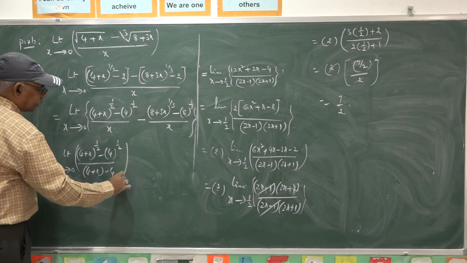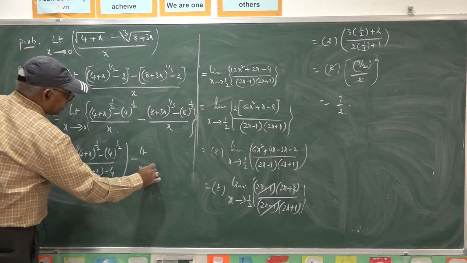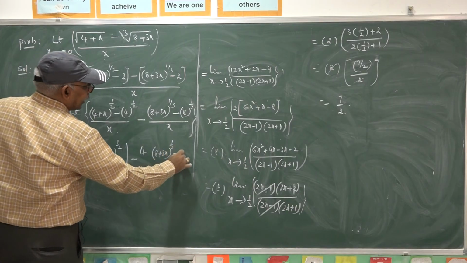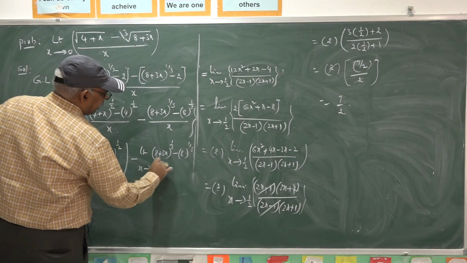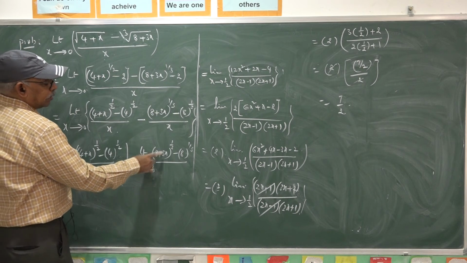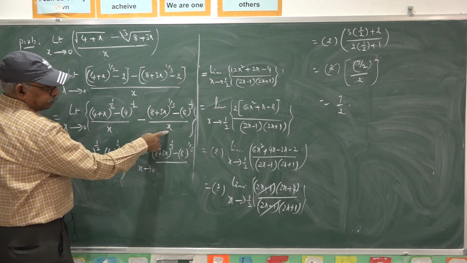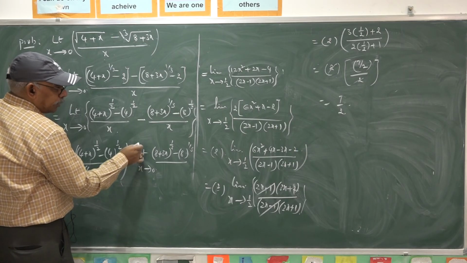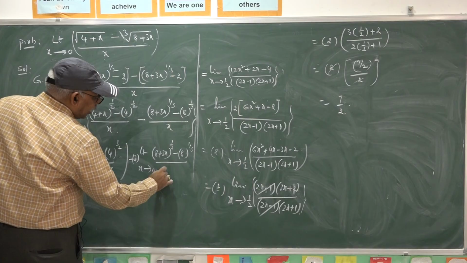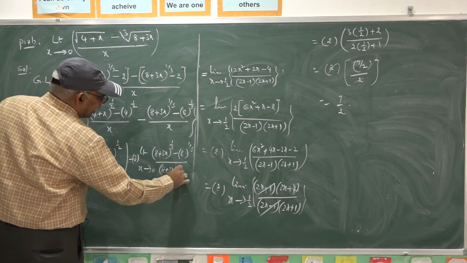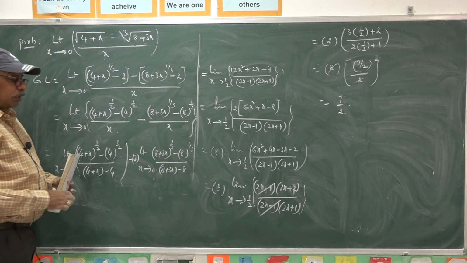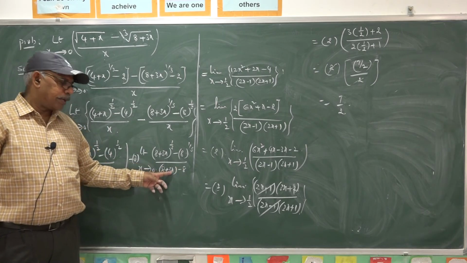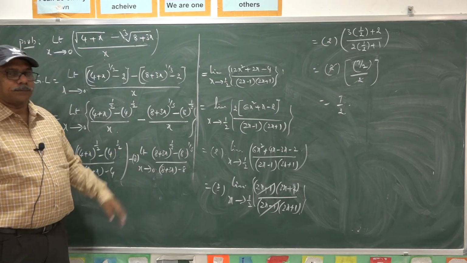This is one limit, minus the limit as x goes to 0 of (8 + 3x)^(1/3) minus 8^(1/3), divided by, here we have to get 3. To get 3 here, multiply the numerator and denominator with 3 and add 8 to the denominator, so that 8 and 8 get cancelled. We get 3x in the denominator. To remove this 3, I am taking 3 here.